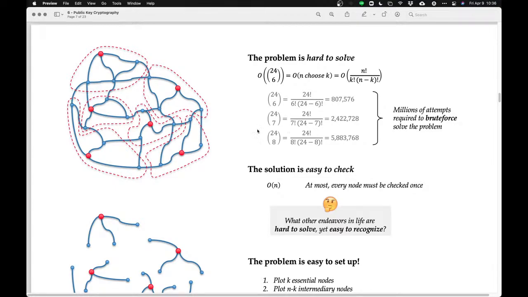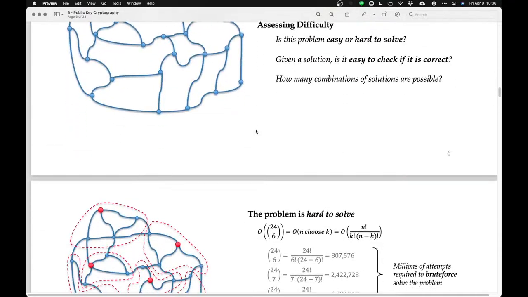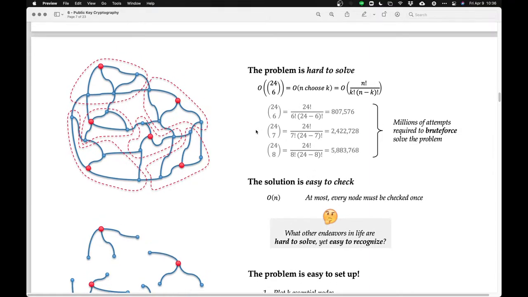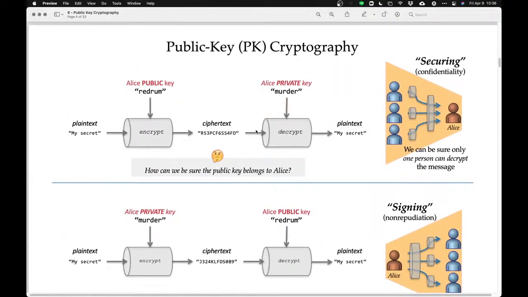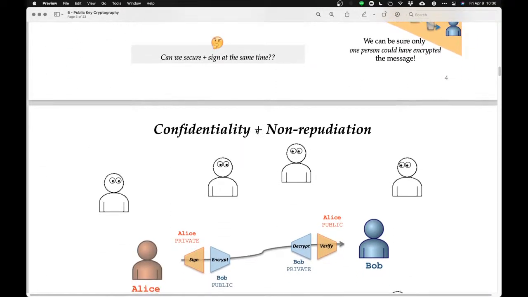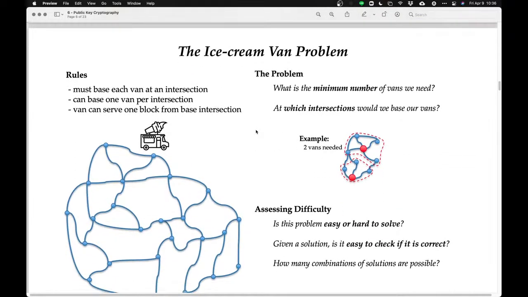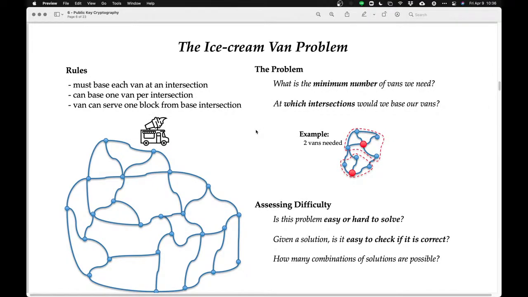Okay, so we've been talking about public key crypto and what it's good for. It's good for securing and signing. Then we got into how it works, and to help you figure that out, we looked at this ice cream van problem.